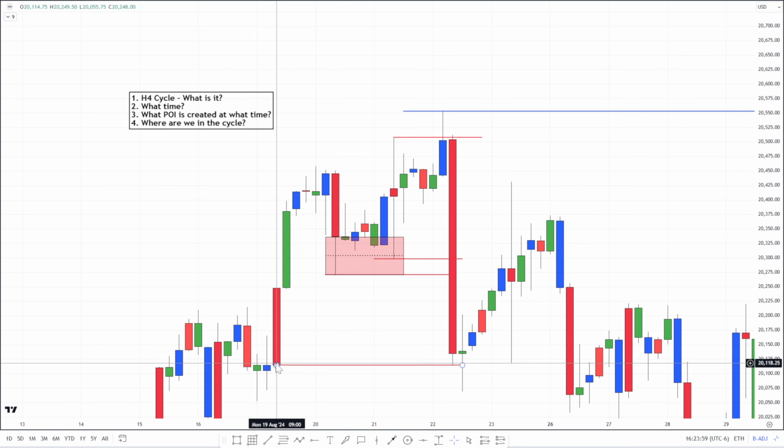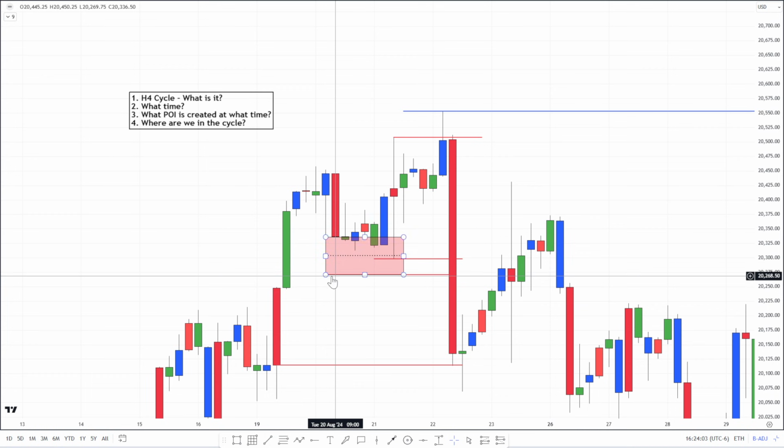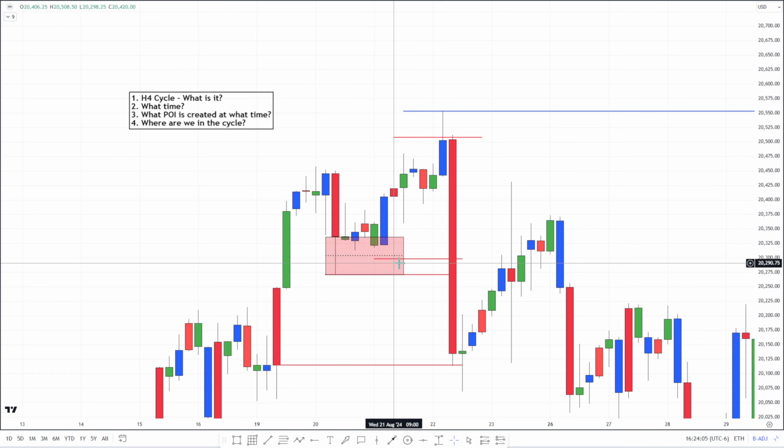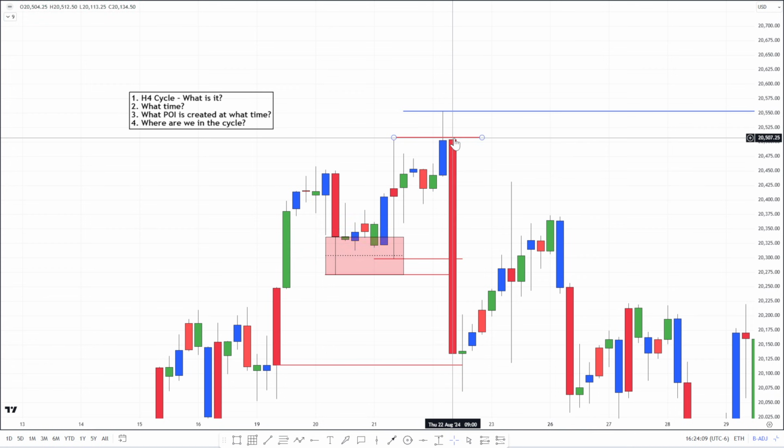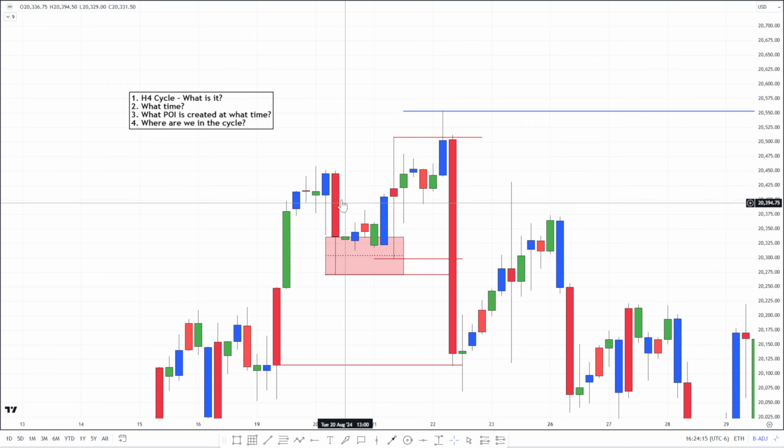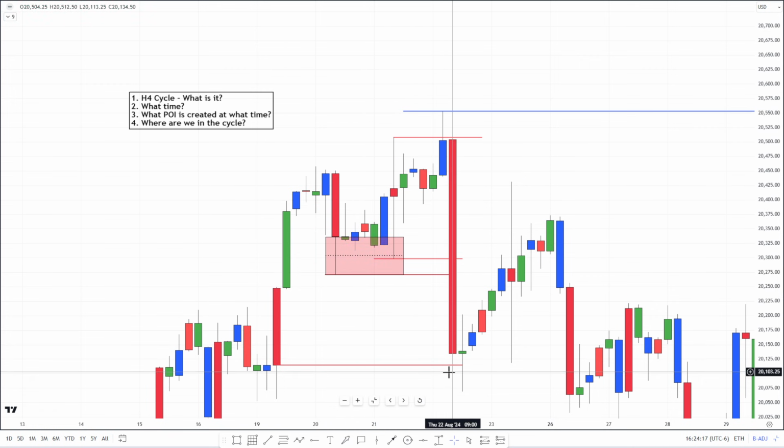So 9 a.m. starts it. 9 a.m. puts in a point of interest, a temporary low. 9 a.m. puts in another temporary low, puts in a high. And then we have a 9 a.m. candle that rebalances this whole area, finishing off the cycle. Okay, this is one cycle of price.